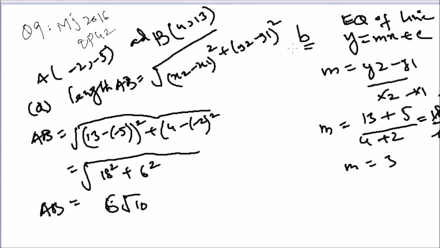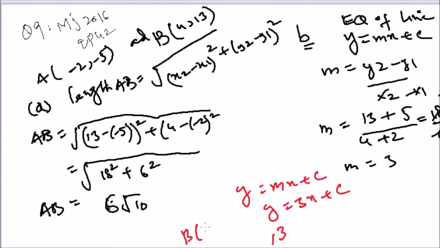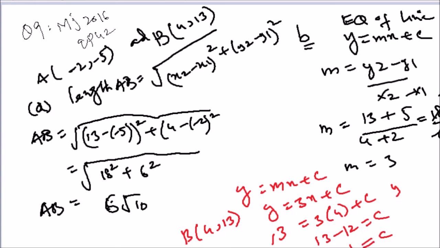Now it means the equation of the straight line becomes y is equal to mx plus c. So y is equal to 3x plus c. Now how to find c? For c we can input point A or point B. So we input any point. Better to put the point which has positive coordinates. So I'm putting B, which is 4 and 13. So 13 equals 3 into 4 plus c. So 13 minus 12 is equal to c. So c is equal to what? Students, c is equal to 1.